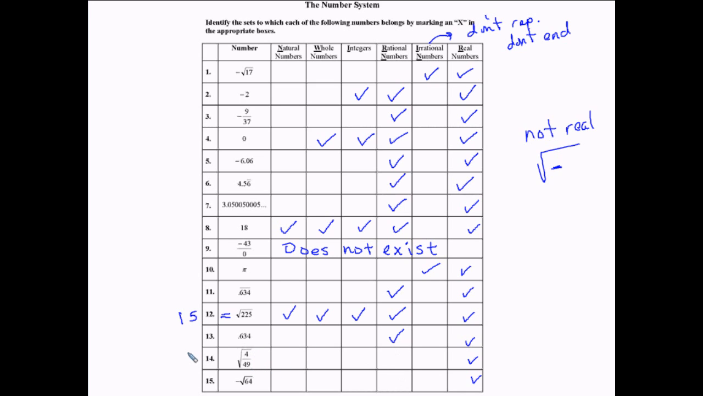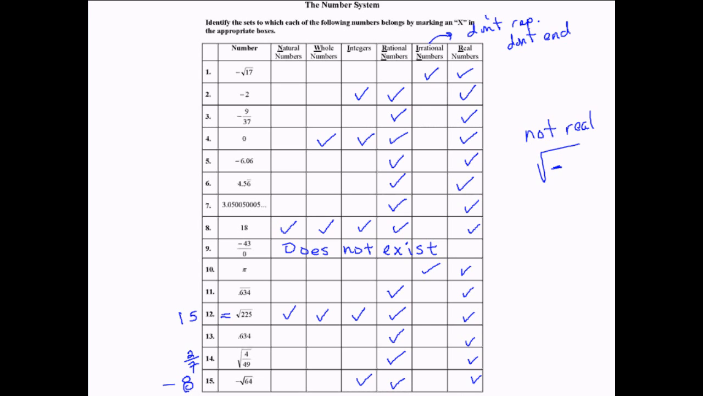The square root of 4 is 2. The square root of 49 is 7. So this will reduce down, but it reduces down to a fraction. So it's not an integer or a whole number. We go straight to rational. And then negative the square root of 64. The negative is allowed to be on the outside. So we get a negative 8, an integer, which makes it rational. Okay. So you guys will want to be able to do that.